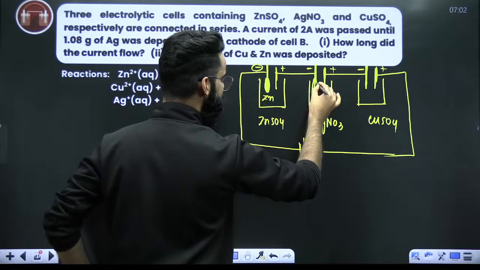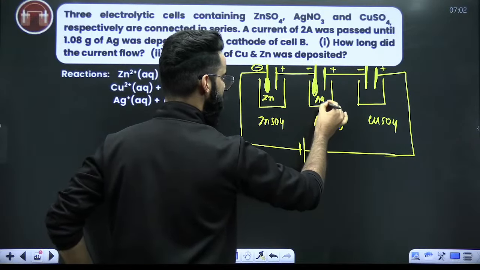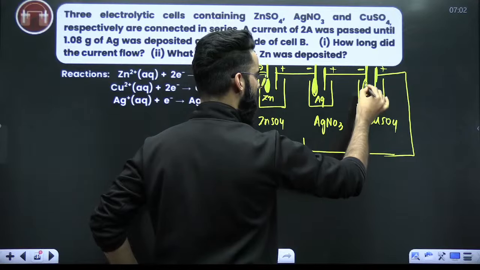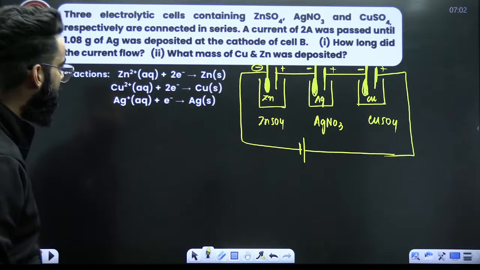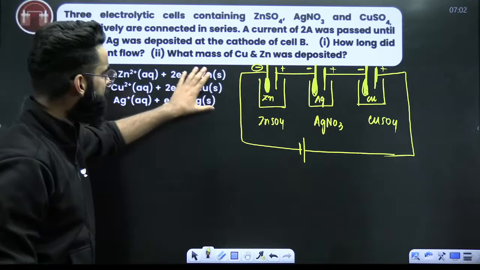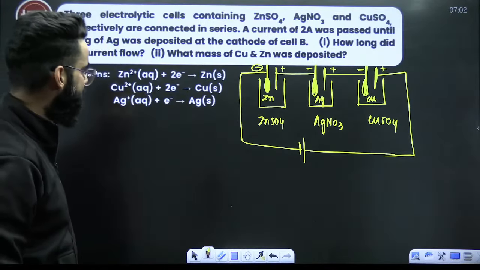Here at this negative, at this cathode, what is getting deposited? Silver. And here, what is getting deposited? Over here, copper is getting deposited. Perfect. Copper is getting deposited. Right? And these are the reactions through which these elements are getting deposited.